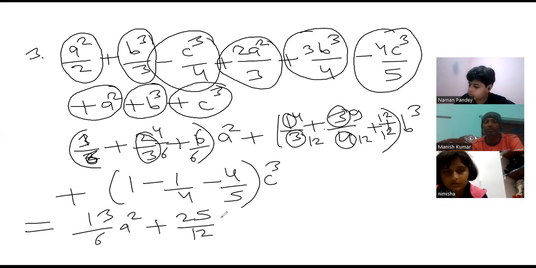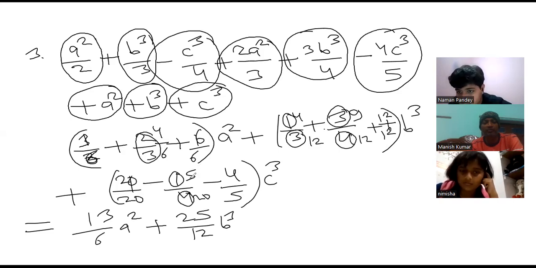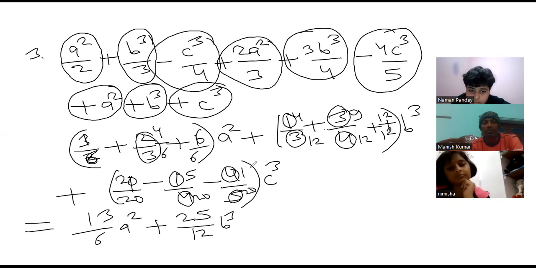25 by 12, isn't it? B cube. Then let us take the last one. 5 4s are 20, so 20 will be the LCM. This can be written as 20 by 20. If we are writing 20 here, that means 4 into 5, so here also 5 will be there. 5 4s are 20. So here also 4 into 4 is 16.